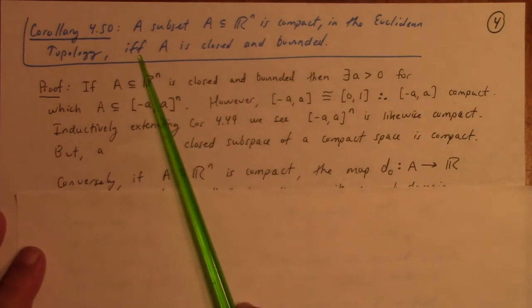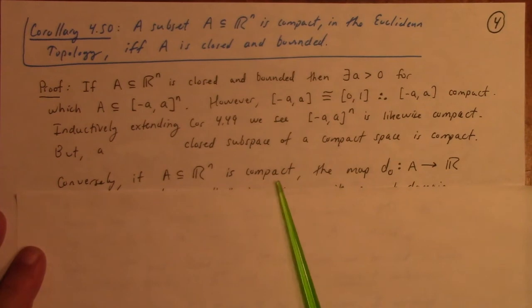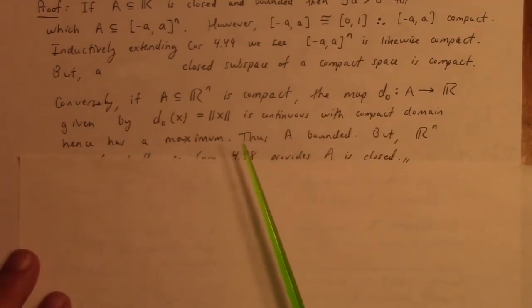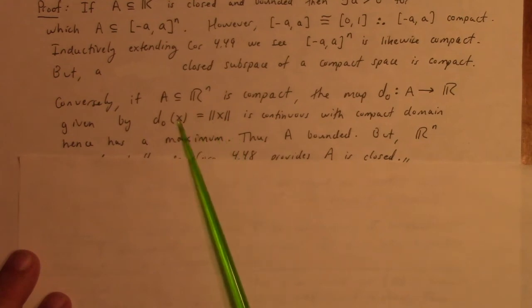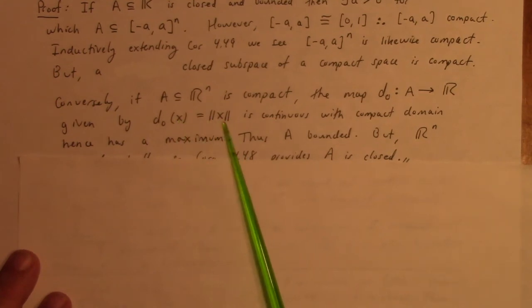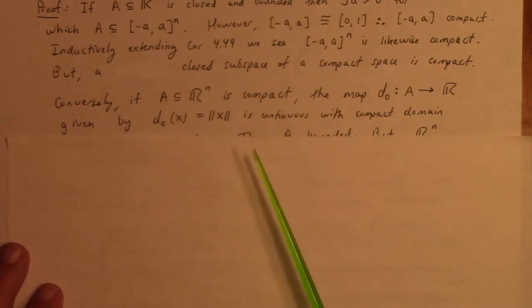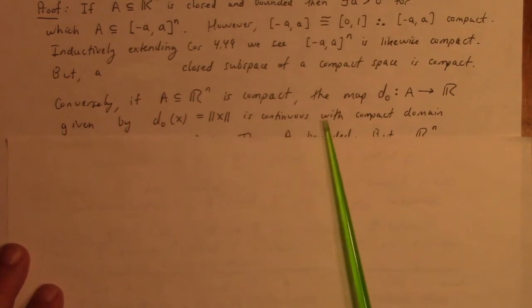This is if and only if, so we need to go the other direction as well. Conversely, if a subset A of Rn is compact, then consider the map from A to R given by taking the norm of the point using the Euclidean norm. The formula for this is the square root of x1 squared plus x2 squared plus ... plus xn squared, the usual Euclidean norm. So this map is continuous.